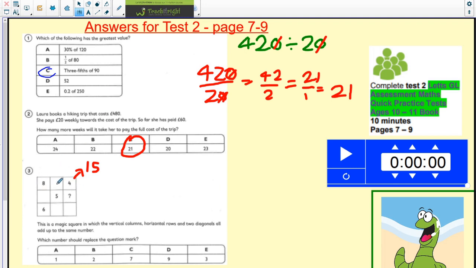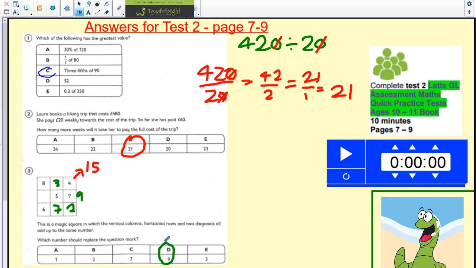8 plus 4 is 12, so that gives us 3. Now we've got 3 plus 5 is 8, so we need 7. And now we've got 6 plus 7, which means we need to have 2. And now I've got my answer of 4 plus 2 is 6. So what else do we need? We need 9. So the question mark is 9.